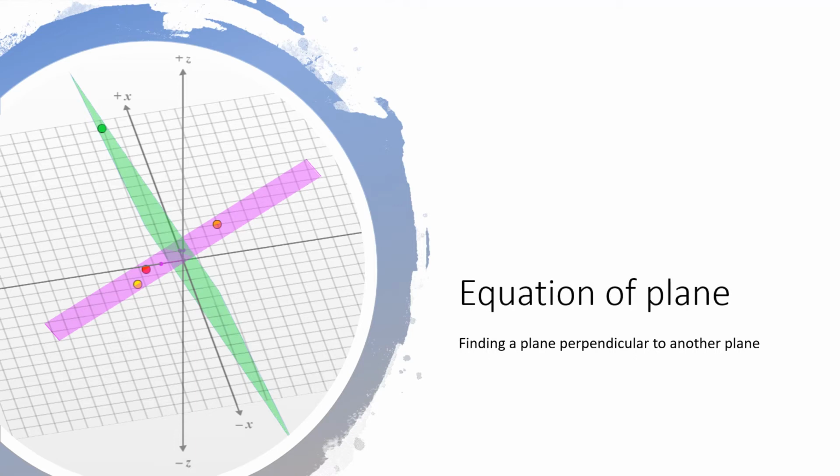Hello everyone. So today we are going to talk about equation of plane again, but this time we are going to look at how to find the equation of plane that is perpendicular to another plane. If you remember from the previous example, we have 3 points here and we found the equation of plane that connects all these 3 points. Now what we want to do is find another plane, given in green here, which is exactly perpendicular to the plane in this purple color. So let's see how to do this.